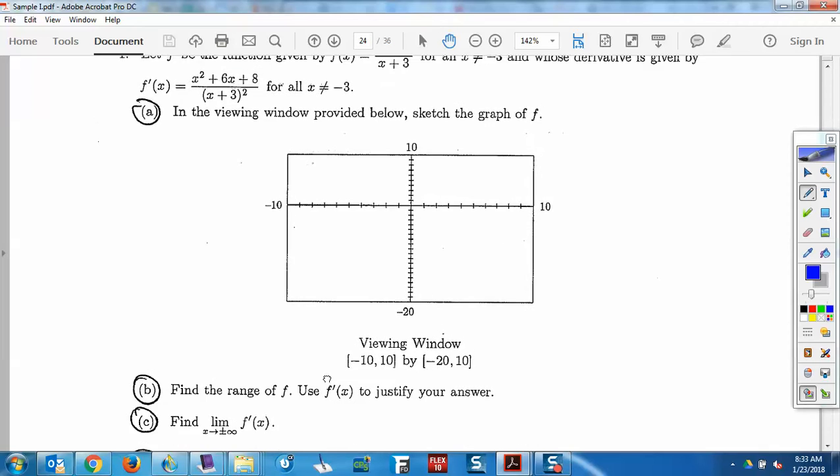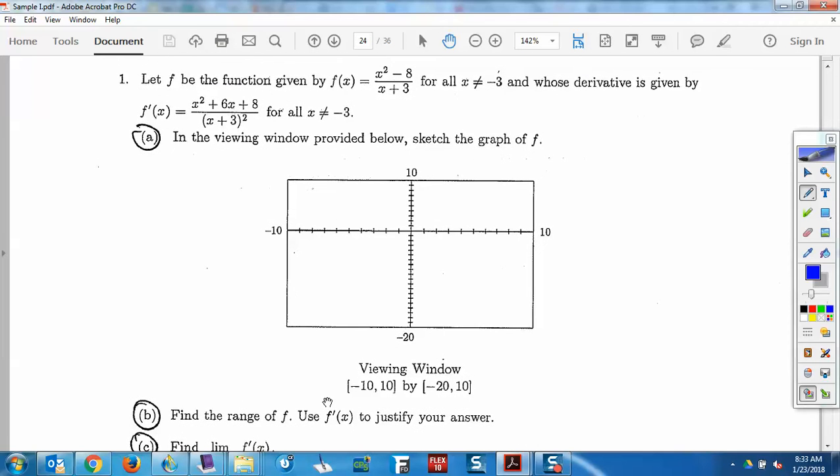Find the range of f, use f prime. Here's a common thing they do on the AP test: they'll give you a function and go ahead and give you the derivative, because they want you to use the derivative, which is what they're asking you to do in part B, and they're afraid you'll mess up the derivative and then won't be able to go any farther. So they just give it to you, which was nothing but a quotient rule. It says find the range of f, use f prime to justify your answer.